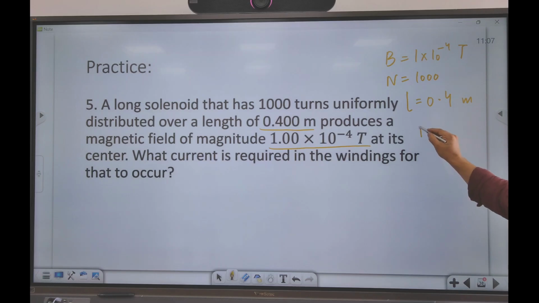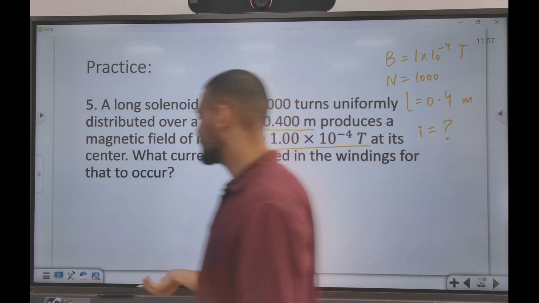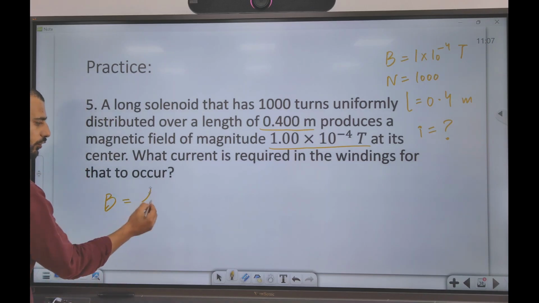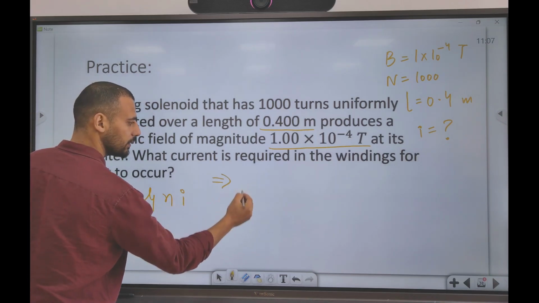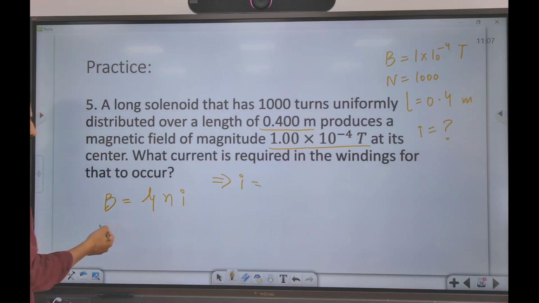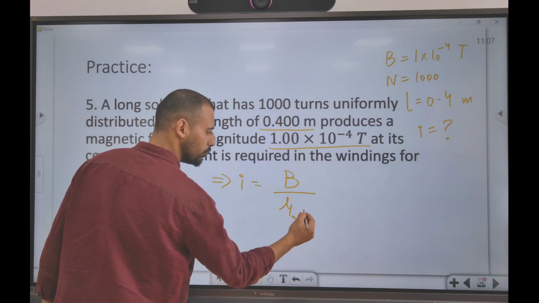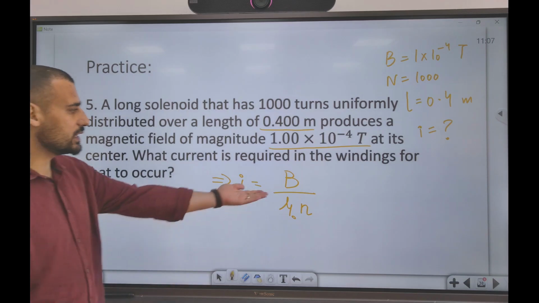So we need the current. Is that fine? The same expression again? The same expression will give me magnetic field is equal to mu naught times n times I, right? So we have to find I. I would be given by B upon mu naught times small n. Yes? Isn't it? So we just put in the values.